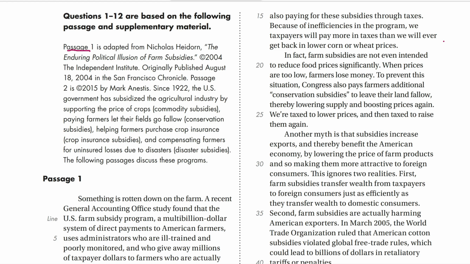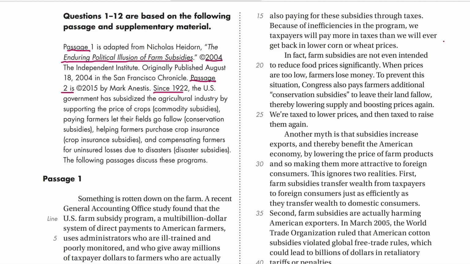So we have the enduring political illusion of farm subsidies. And that was 2004. The Independent Institute originally published August whatsoever. Anyway, we don't care about this. Passage number 2 is 2015 by Mark Anestis.